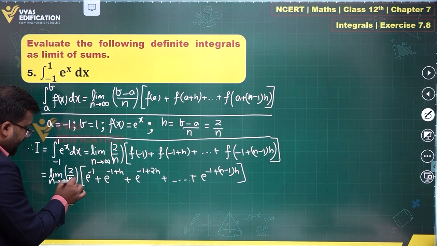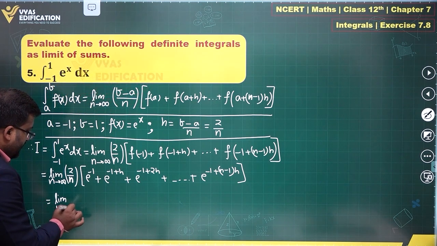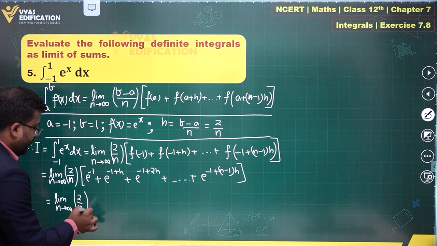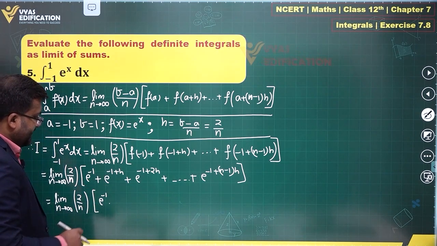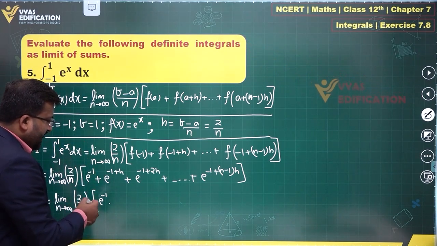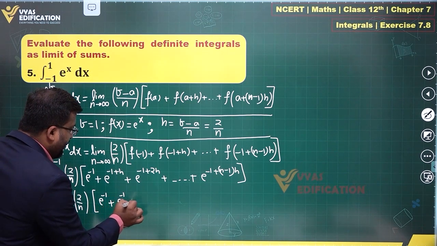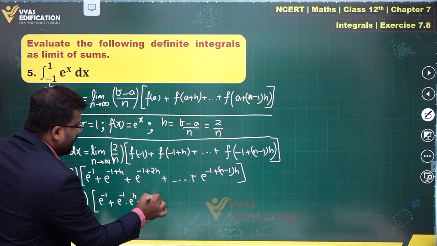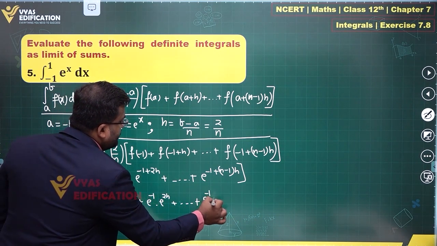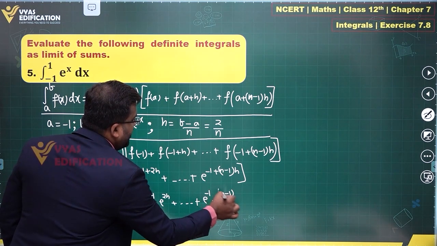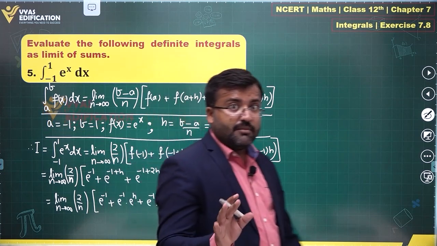This is 2 by n, so this becomes the limit as n tends to infinity of 2 by n. In the square brackets, what I observe is e power -1, which is 1 upon e. But this here can be written as e power -1 times e power h, plus e power -1 times e power 2h, plus dot dot dot, e power -1 times e power (n minus 1)h. And now you can think of taking something common.